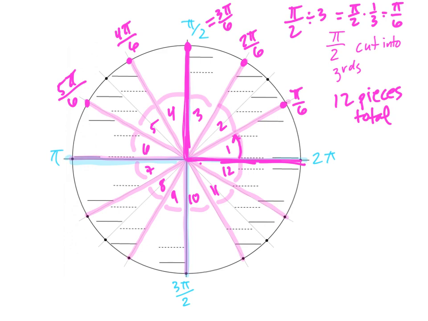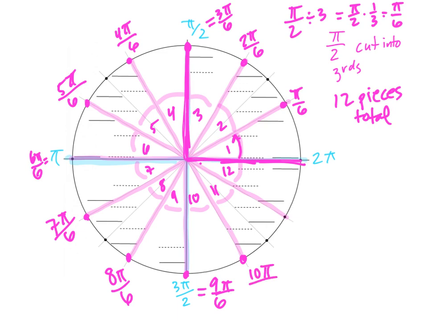This is 6 pi over 6, which is just 1 pi. That's a pi. 7 pi over 6. So again, 7 over 6, I can't simplify any further. So I see a lot of 7s going on here. This is 8 pi over 6. This is 9 pi over 6. So that will simplify to 3/2. This is 10 pi over 6. 11 pi over 6. And then this is the 12th one, 12 pi over 6, which is just 2 pi.